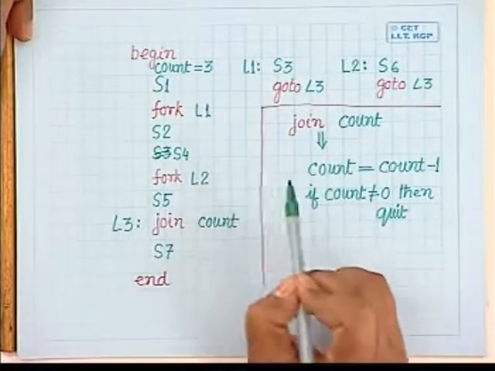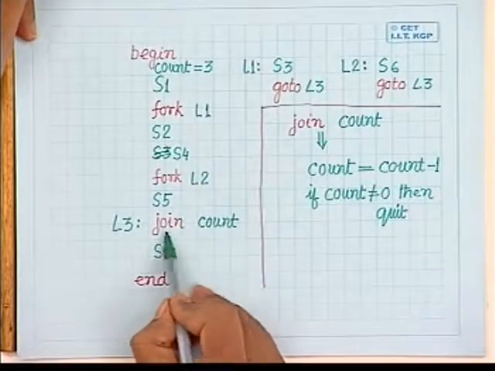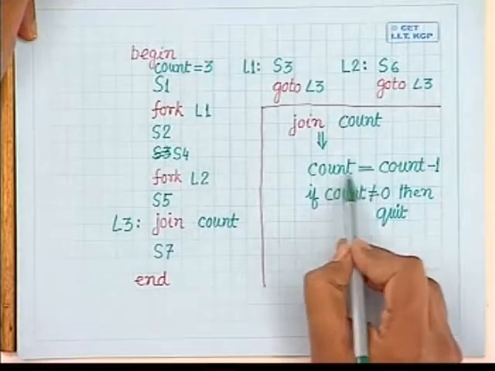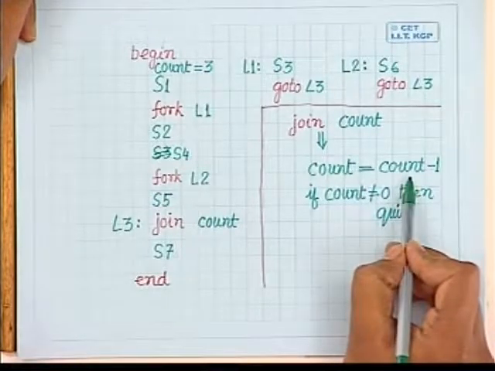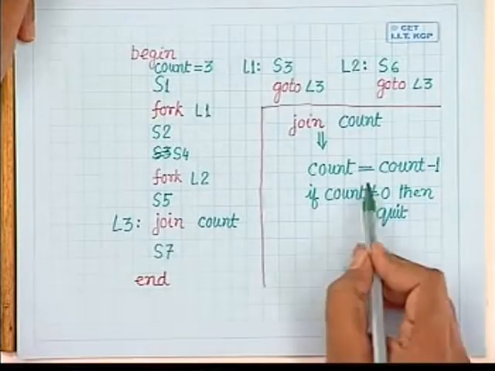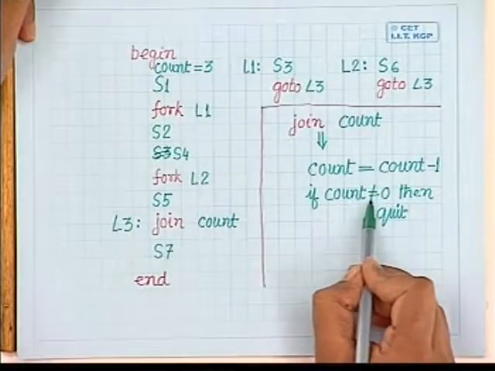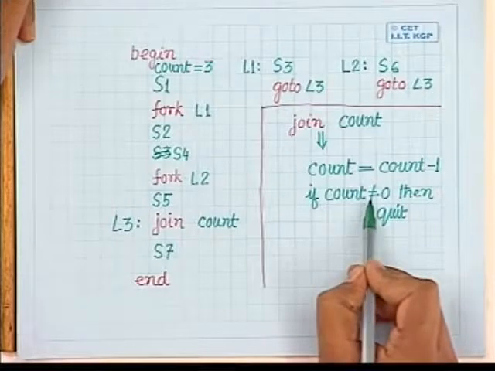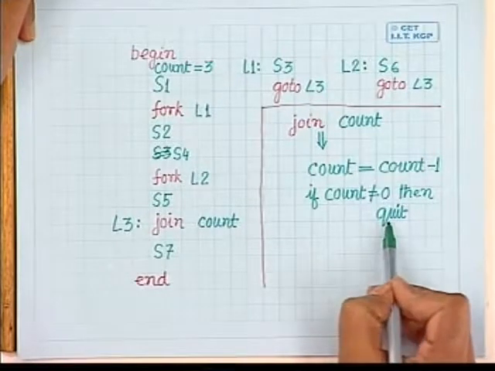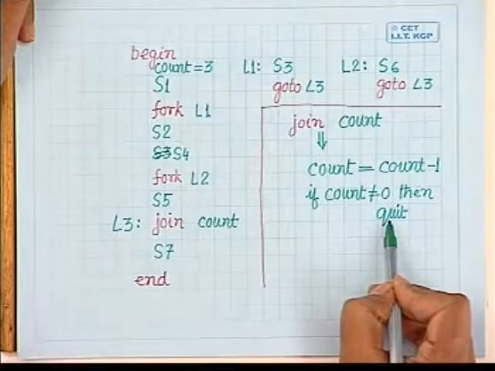Whichever process executes this join count statement first, count will be decremented by 1. The first process to execute the join count statement will see that the value of count is equal to 2 after decrementing, which is non-zero. That means that particular process will be terminated.